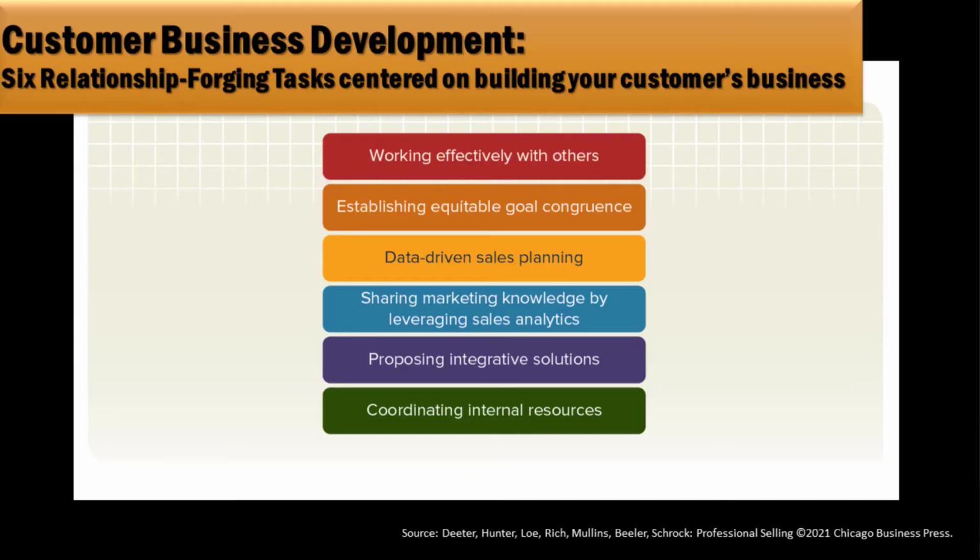So we're basically seeking this idea of pursuing mutually beneficial interests. If we pursue those interests, we'll forge the relationship, and so I refer to those as relationship forging tasks. This graphic is trying to show you some of those relationship forging tasks that you need to accomplish: working effectively with others; establishing equitable goal congruence, so we can find a good way of meshing our goals together; using data-driven sales planning, so much more preparation and doing my homework before I'm working to develop solutions with the customer.